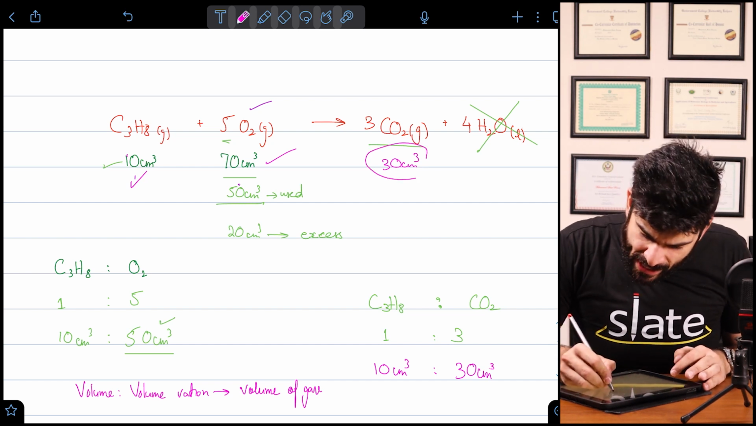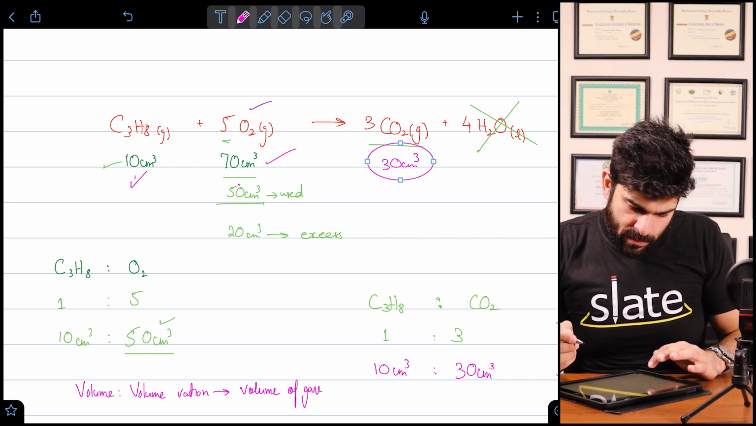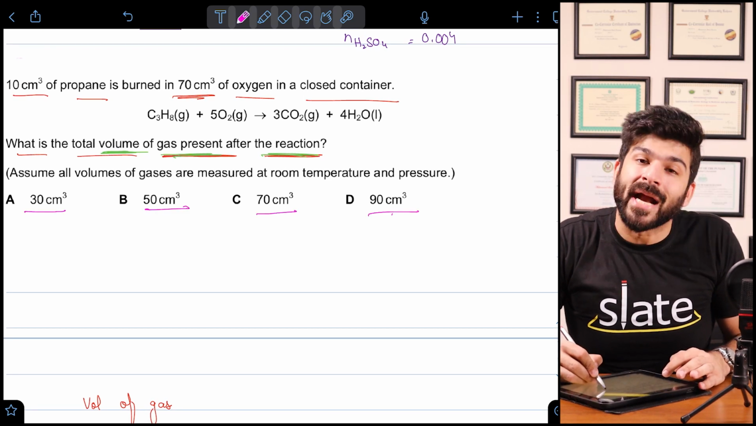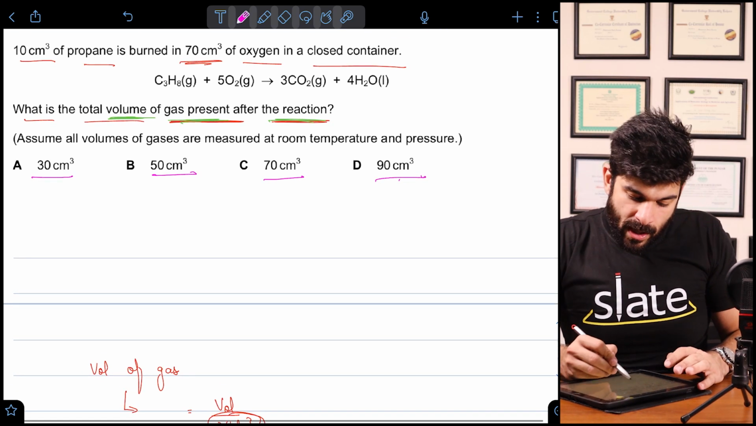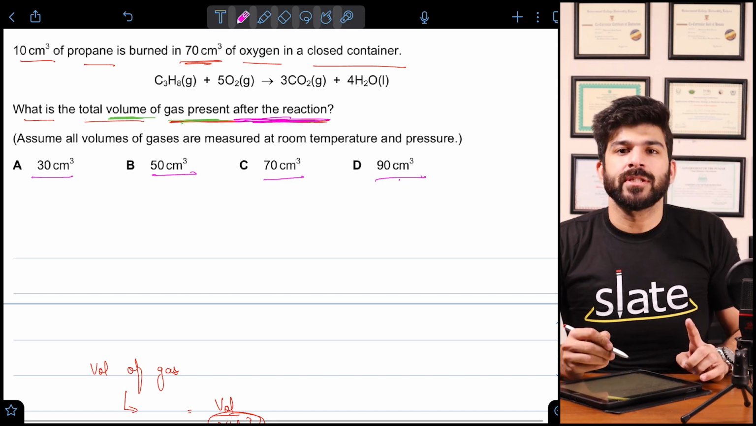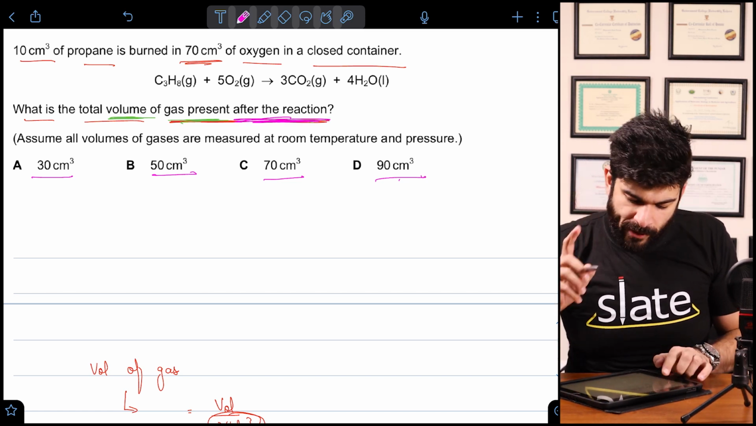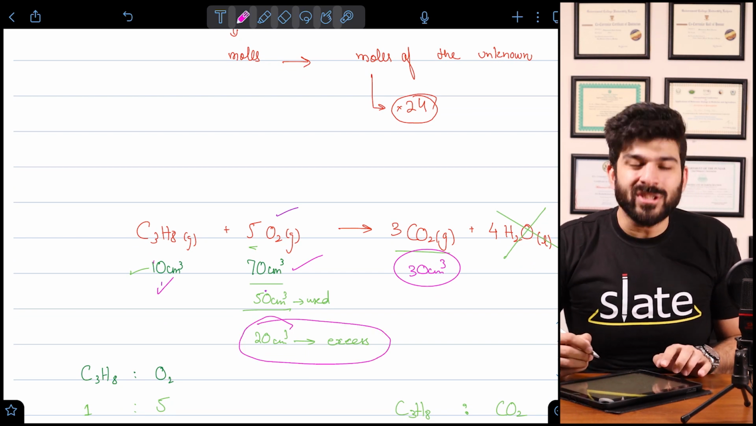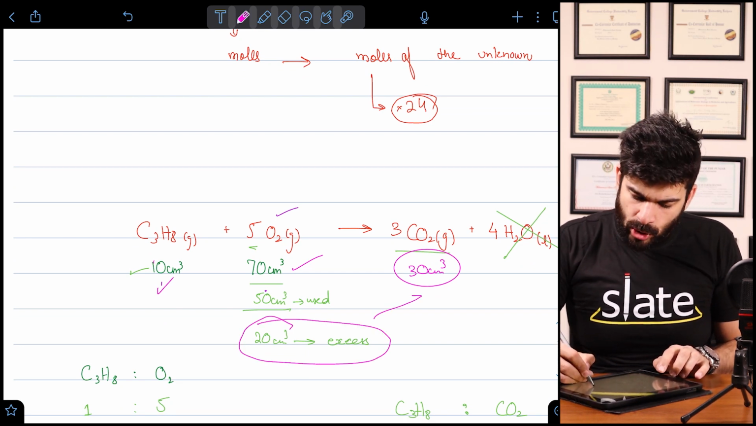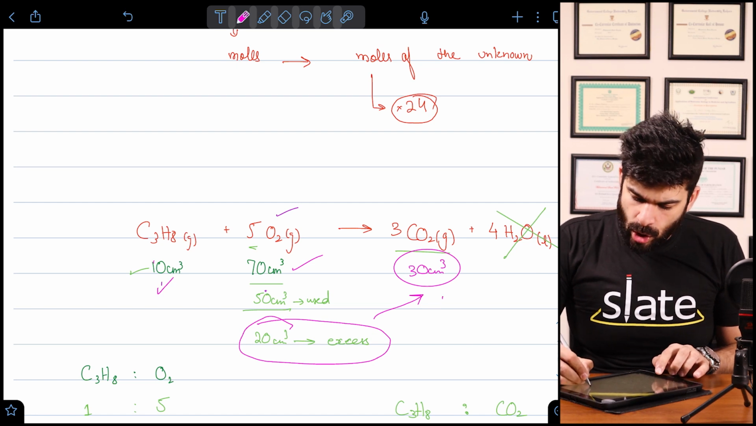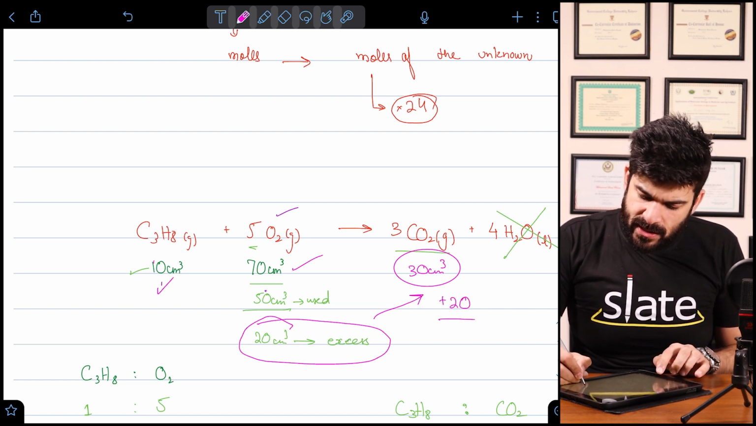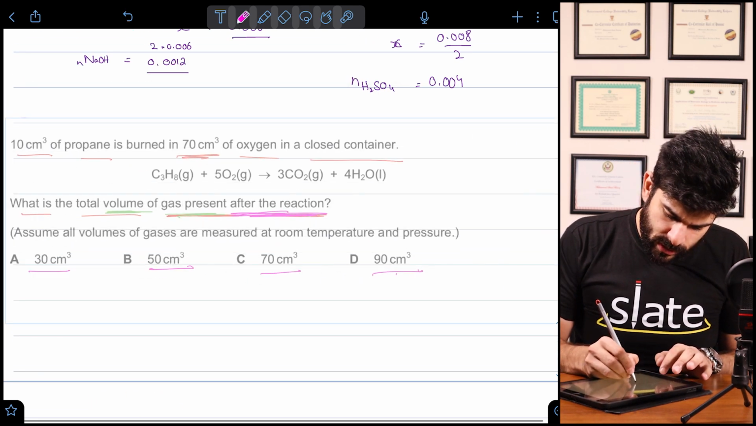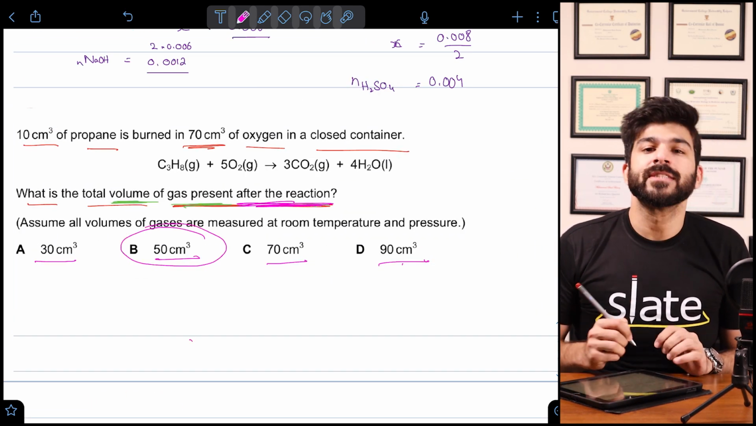So carbon dioxide has 30 centimeter cube as the volume. Let's look at the options: 30 centimeter cube, 50 centimeter cube, 70 centimeter cube, 90 centimeter cube. So students, after the reaction ends, do not forget that 20 centimeter cube of oxygen was still in excess and that passed on to this point. So the reaction mixture has a total of 50 centimeter cube. So 50 is the answer.